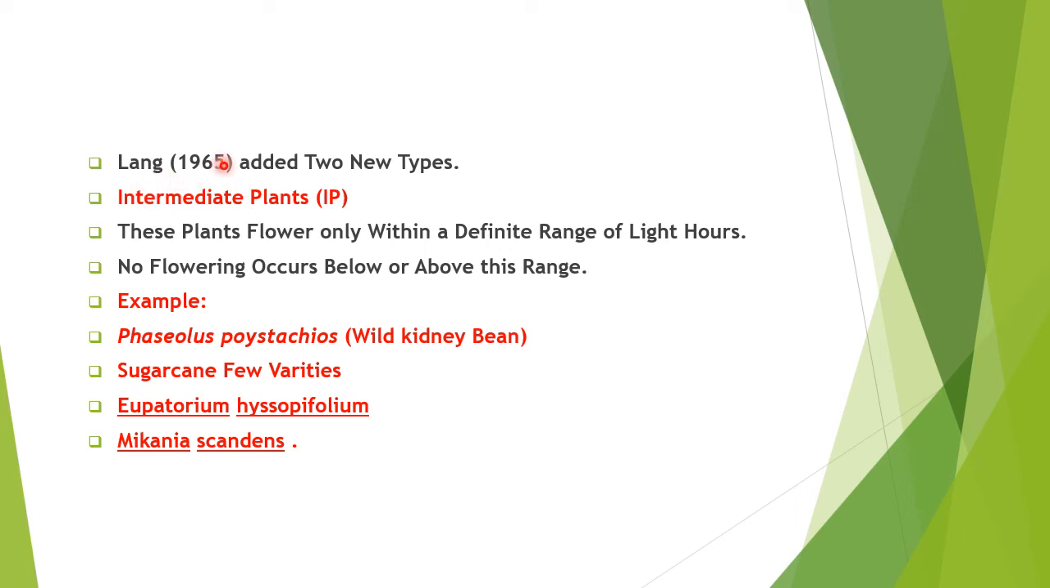Lang, in 1965, added two new types, intermediate plants, called IP. These plants flower only within a definite range of light hours. No flowering occurs below or above this range. Examples: Phaseolus, wild kidney bean, sugarcane, a few varieties, and Eupatorium, and then Mikania scandens. These are some of the plants which are called intermediate plants. They show flowering only within a definite range of light hours. Flowering does not occur below or above this range.